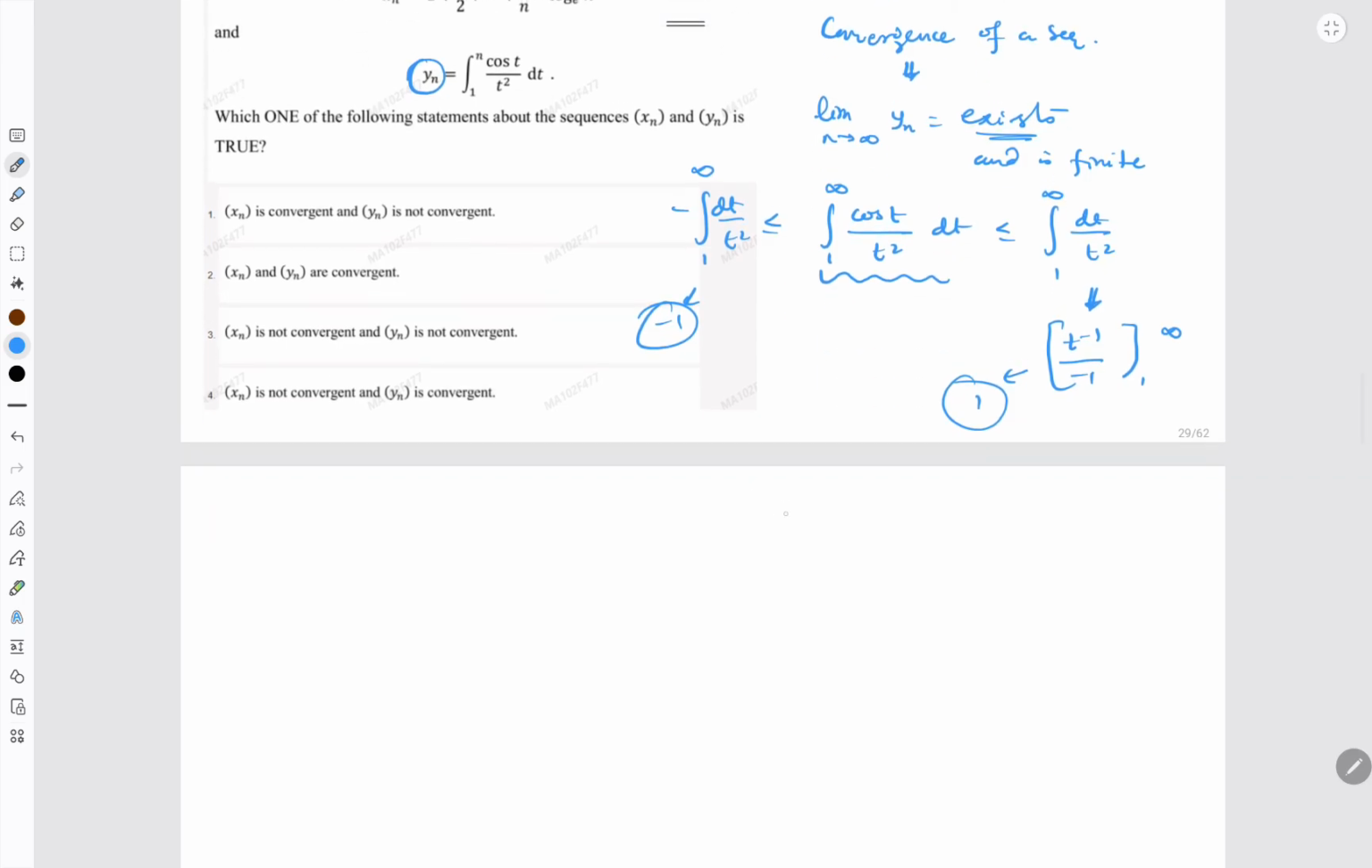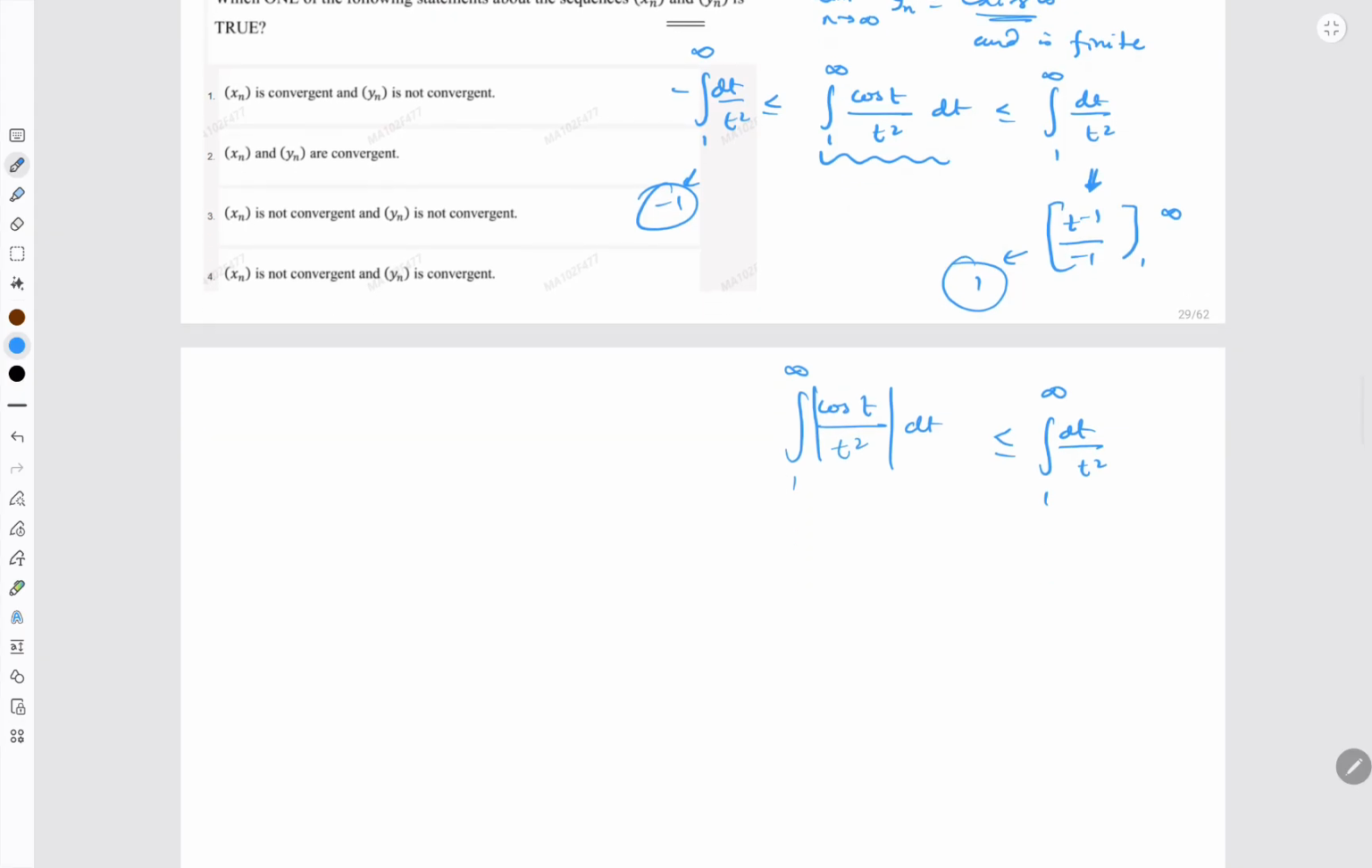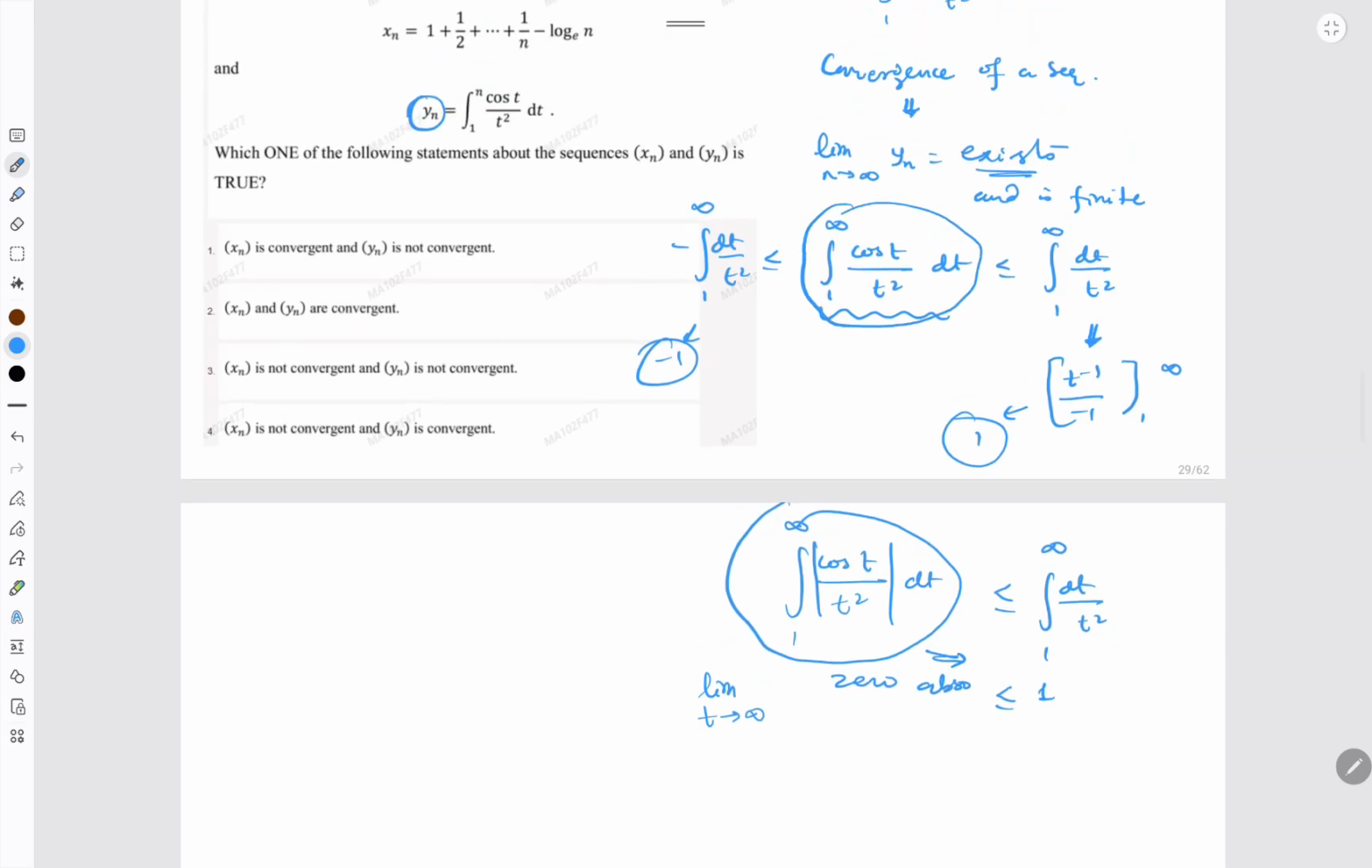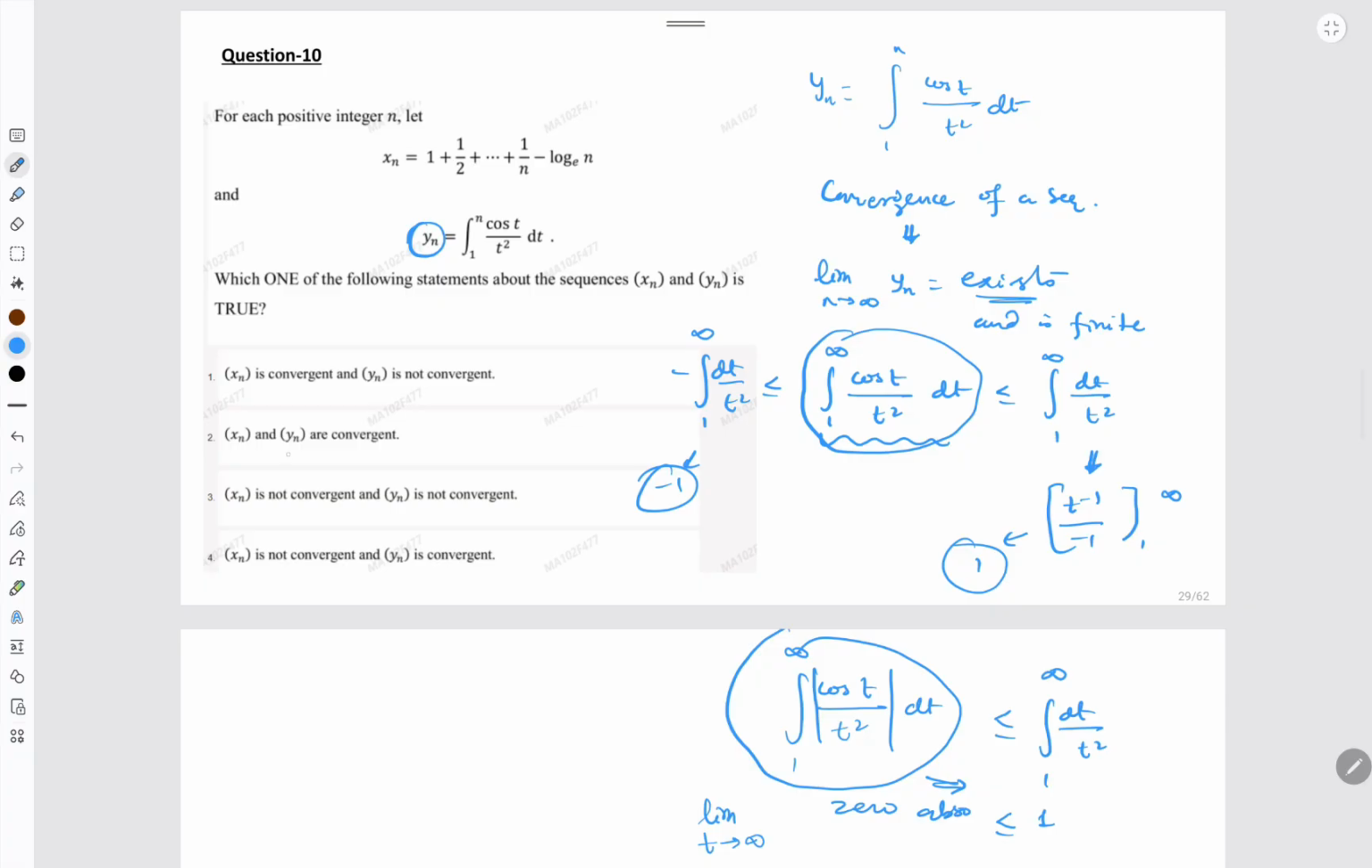In other words, if I know that the mod of this is less than or equal to dt by t square from 1 to infinity, right? And that means it is less than or equal to 1, yeah. And also the limit as t tends to infinity of this thing will be 0, right? So if this series is absolutely convergent, that means this will also be convergent. So yn is convergent by default. So the not convergent options are ruled out.